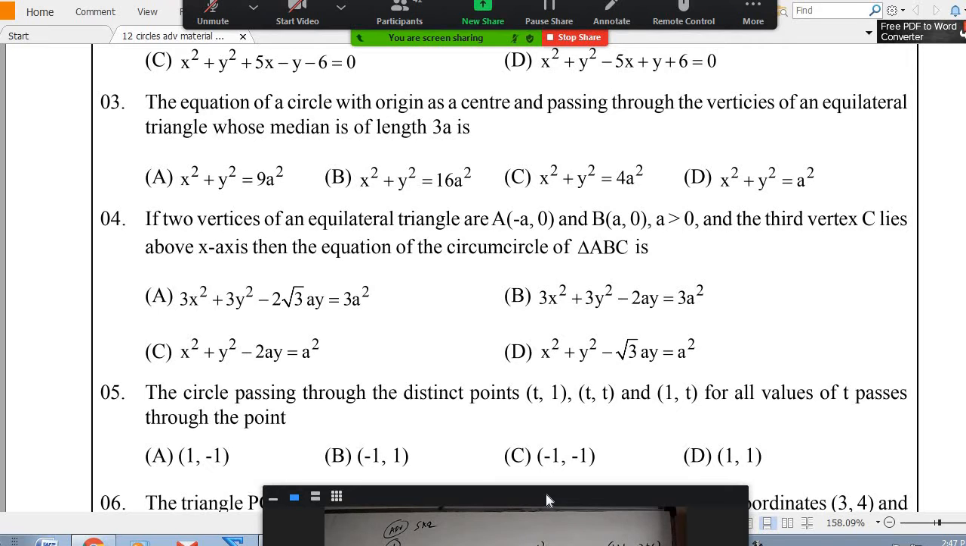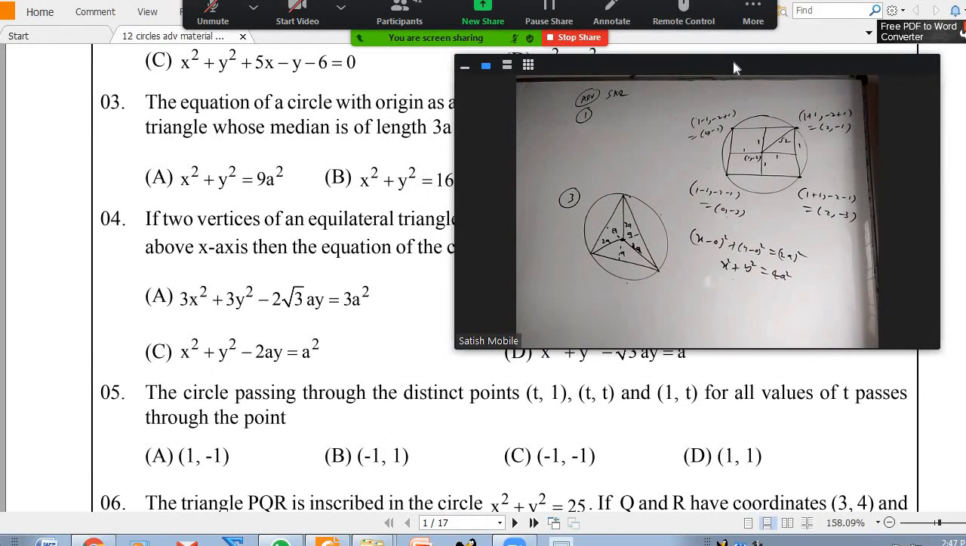So this question, the circle passing. Okay, so third question, for an equilateral triangle, centroid and circumcenter are the same, and this total is 3, this is a, and this is the circumradius, you know, center and radius.